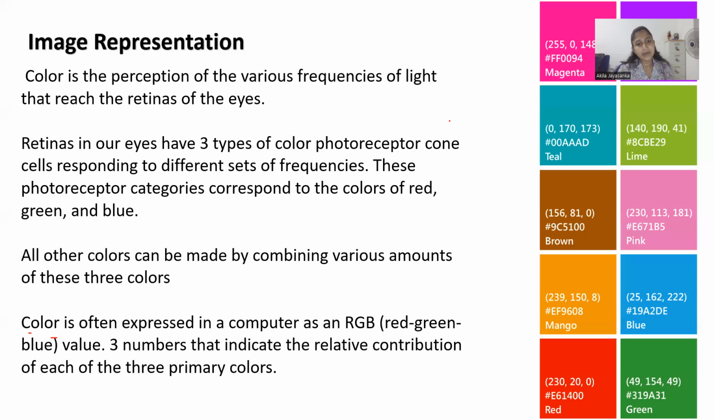And color is often expressed in a computer as RGB. right? අපි සාමාන්‍යයෙන් පරිගණකයේ represent කරන color format එකට කියන්නේ RGB කියලා. Red, green and blue. right? So 3 numbers that indicate the relative contribution of each of the 3 primary colors. right? Each and every color code has a number. right? You can see each and every color has a number. right? So the computer is going to understand these numbers.